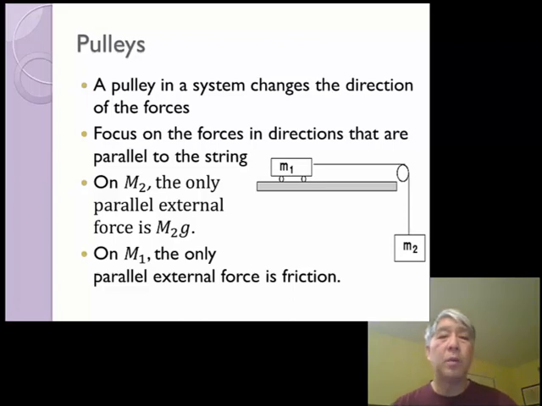Okay, first off, what a pulley does in a system is it changes the direction of the forces. In the example given here, the force on M2 is downwards, yet the force on M1 is sideways. So what the pulley did here was it converted the downward force of M2 into the horizontal force of M1. And if we can undo that process, we can effectively think of pulleys as simply two masses connected by a string, similar to what we've done in terms of systems.